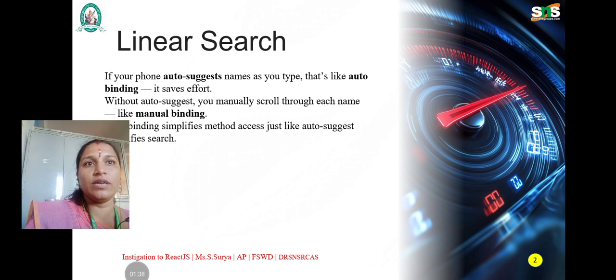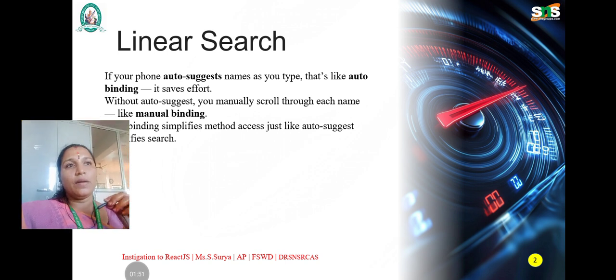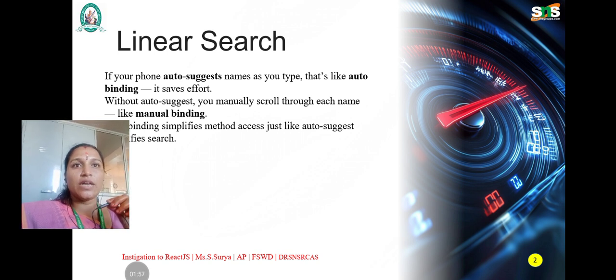Here is a real-life story: a CEO with a personal assistant, the PA. Whenever the CEO gives an instruction, the PA immediately brings it to you. If the PA is not bound to you, the letter can get lost or misdirected. The CEO is the component instance, the PA is the this keyword, and the instruction is the event handler. This comes under auto binding.